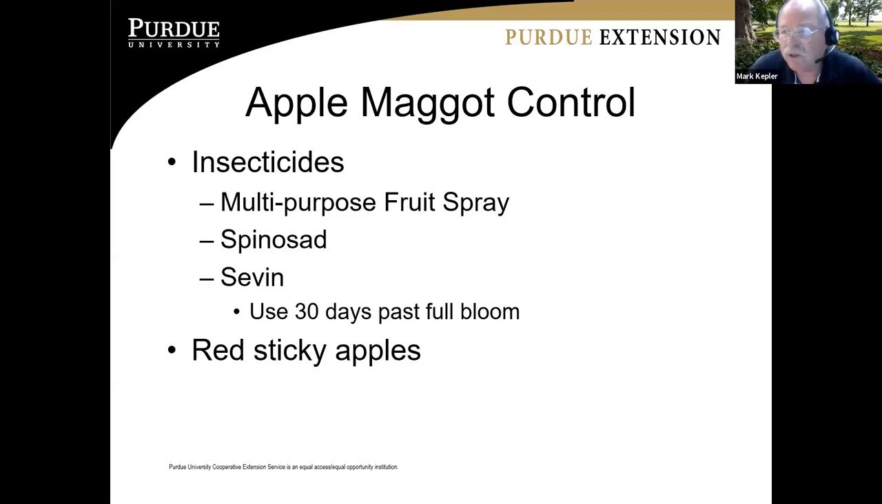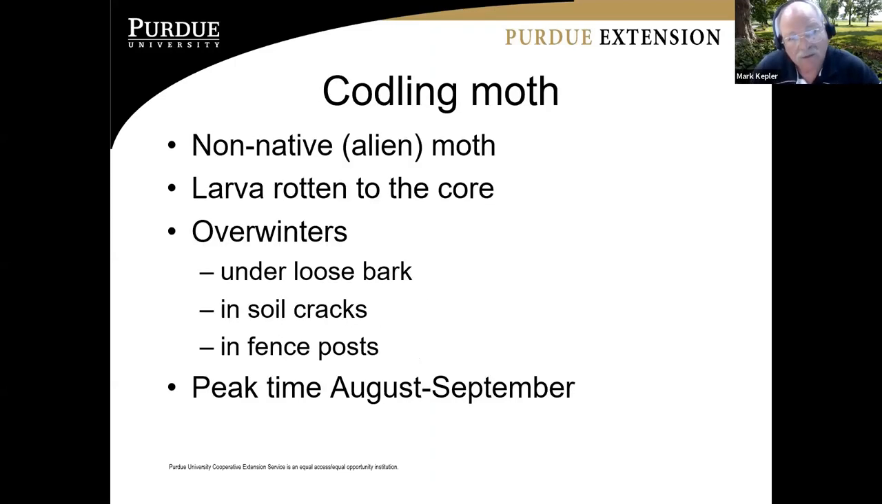One of the concepts that came out was organic. Let's put these red sticky apples into the tree, attract those apple maggots, and stick them to it with that fly tape kind of a thing. Well, Purdue actually did research on that and found that you attracted more apple maggots into the tree and caused more damage by those red sticky apples. So we really don't recommend utilizing those things.